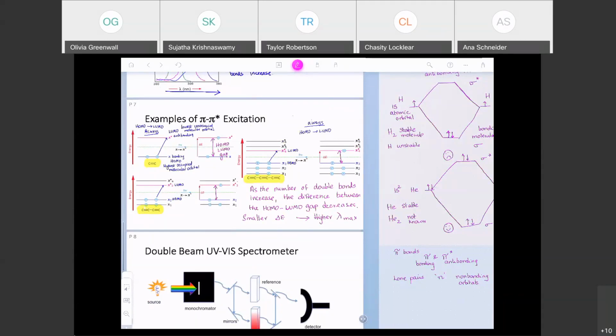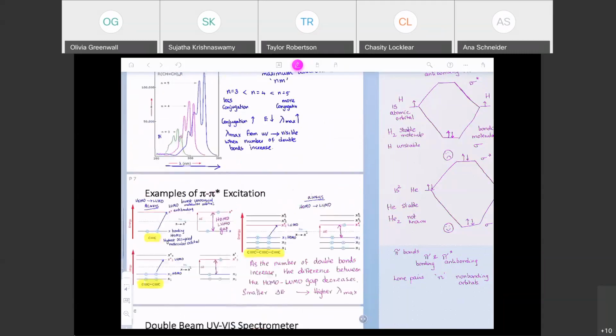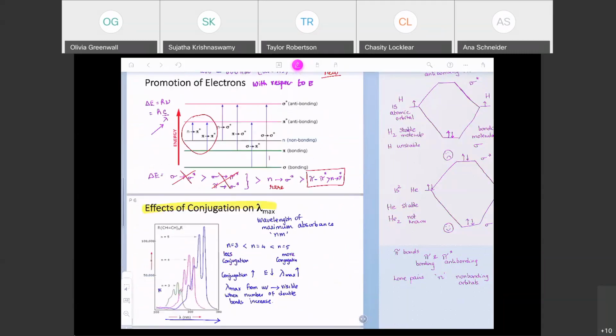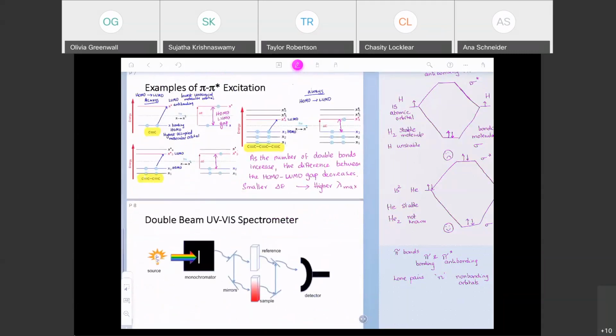Okay? So before I get into just the experimental part, any questions with any of these? The molecular orbital theory is quite challenging. We'll get into more of it next week. Anything you would like me to explain more, please let me know.